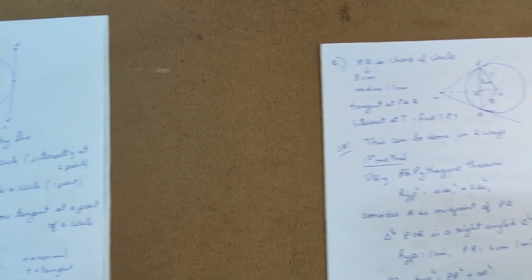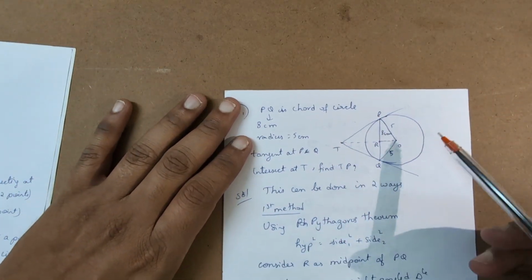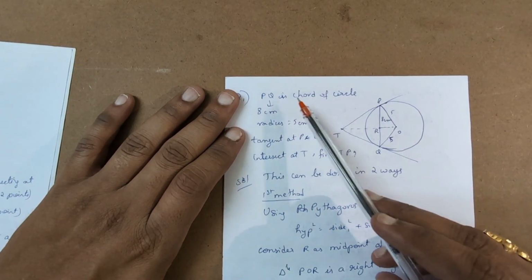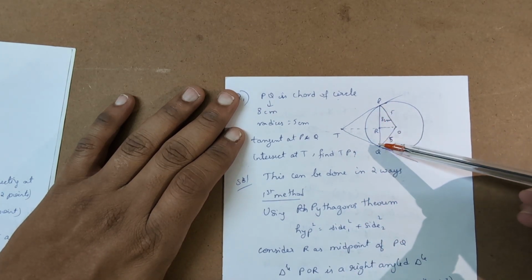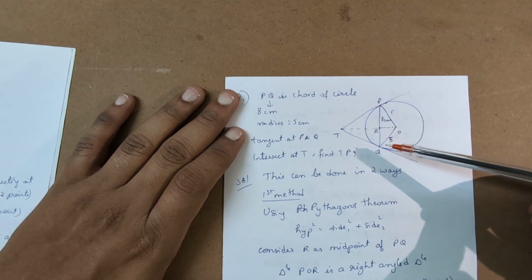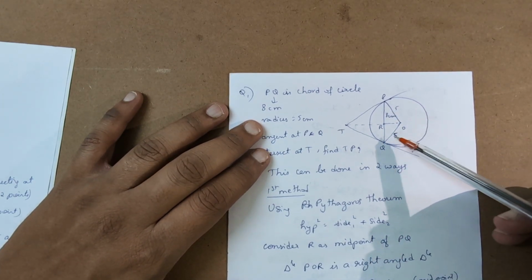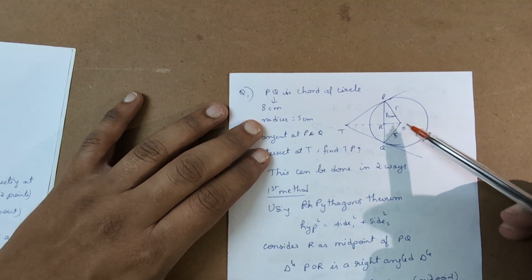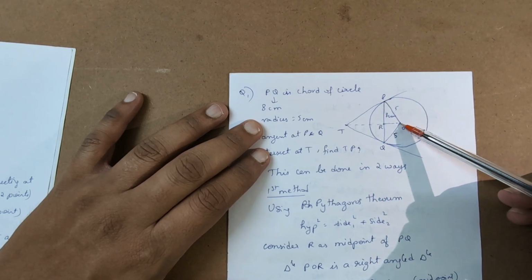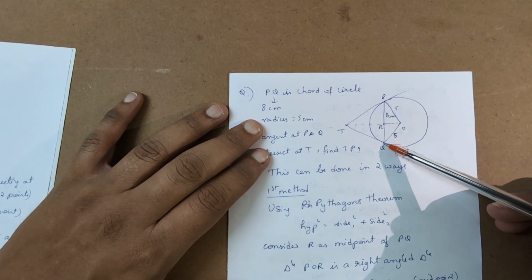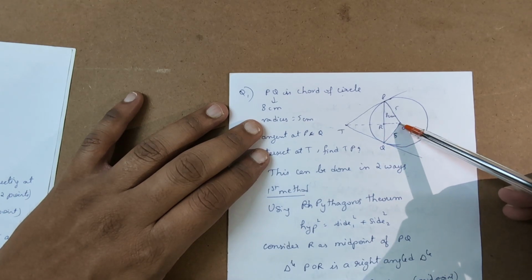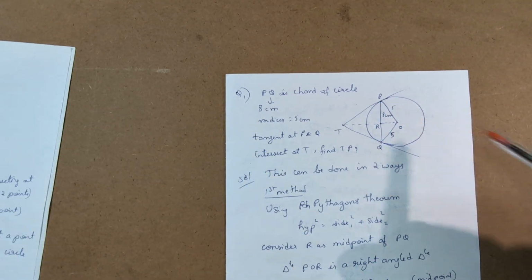Okay. So let's see in this example, there is a circle here. They have mentioned PQ is a chord. So this is a chord here, and they have mentioned PQ as 8 centimeters. They have mentioned the radius of the circle is 5 centimeters. So here you can see this is a circle with center at O, and P and Q are the points on the circle, and the distance from O to Q and O to P will be the radius.